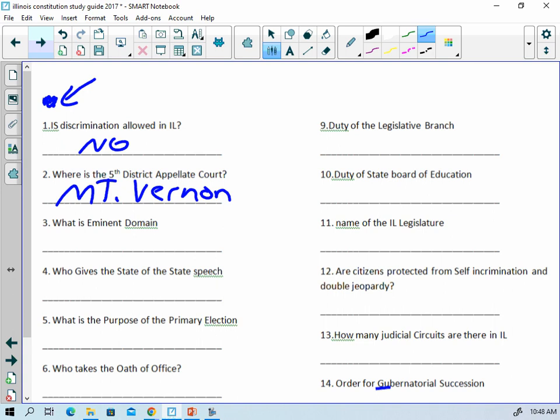What's eminent domain? The government must pay a fair price for your land. And it must be a fair price, but you don't get to decide what that is. They can take your land, but they must pay you a fair price.